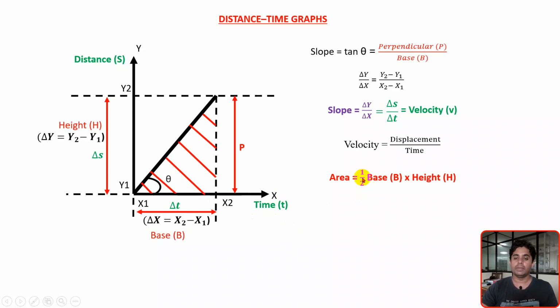How we make use of this area of the triangle, we will discuss in the next video. So this is about the distance time graph. In the distance time graph, if you find the slope of this line, then that slope is nothing but the magnitude of the velocity, right? Thank you.